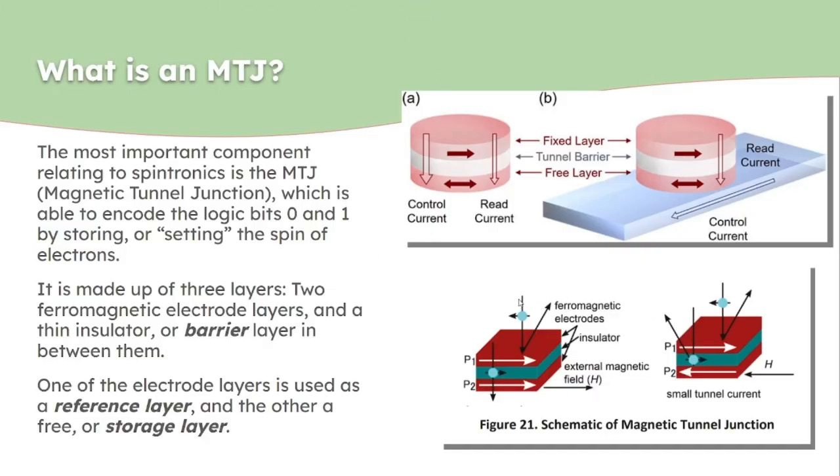Over here you can see the tunneling current going in through the MTJ. There's also a control current that goes through the bottom and runs across the free layer.